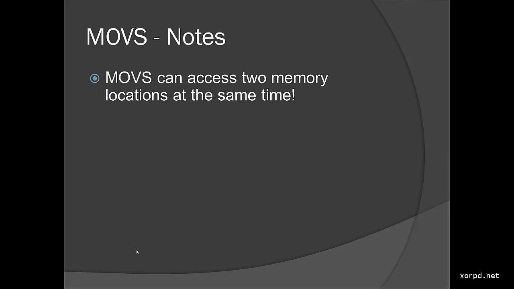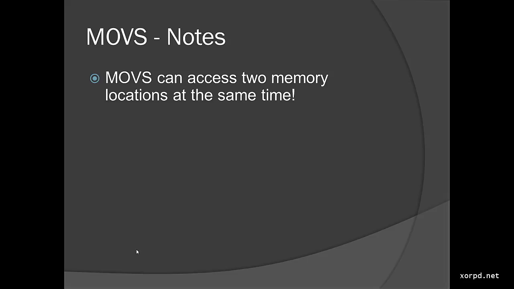Some notes about the MOVS instruction. It is pretty amazing that MOVS can access 2 memory locations at the same time. So far, we haven't seen any instruction that can do it. For example, the simple MOV instruction cannot move directly memory to memory. As you probably remember, it has this limitation. But MOVS is a pretty special instruction. It has this special feature, the ability to access 2 memory locations at the same time. It reads one memory and writes to another memory location at the same time.